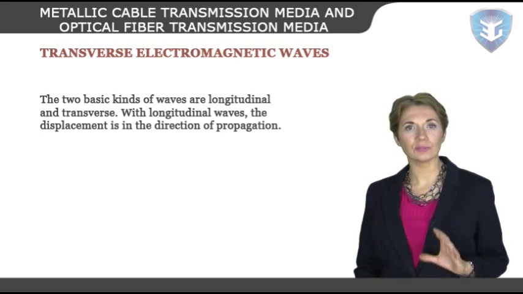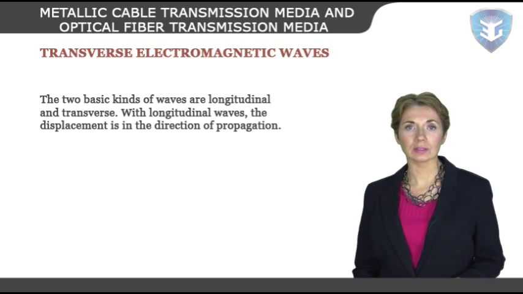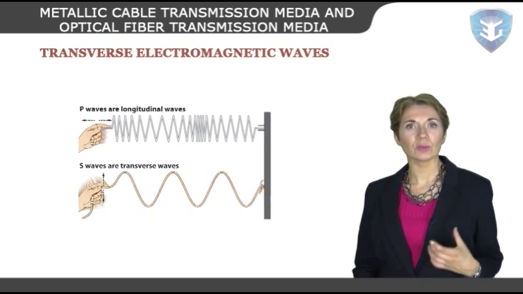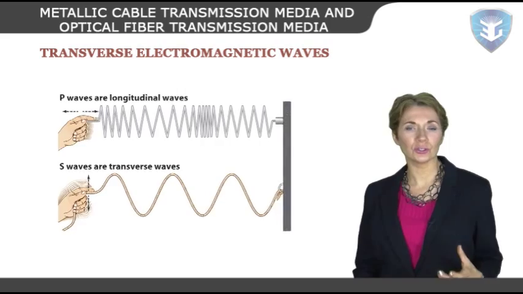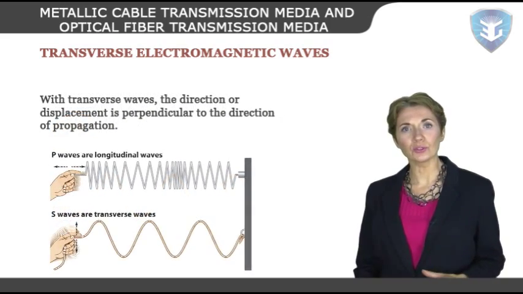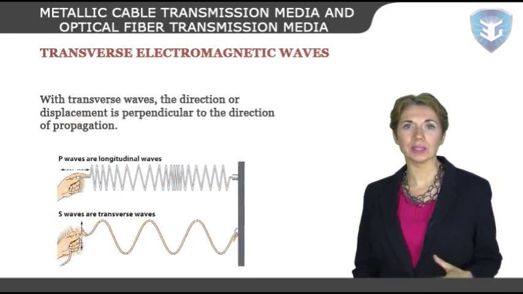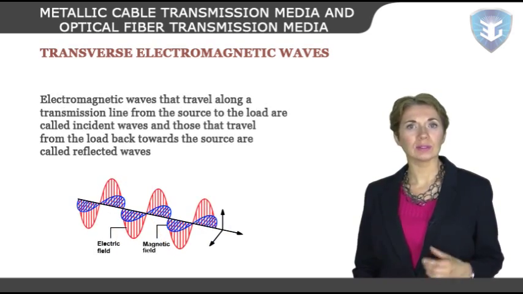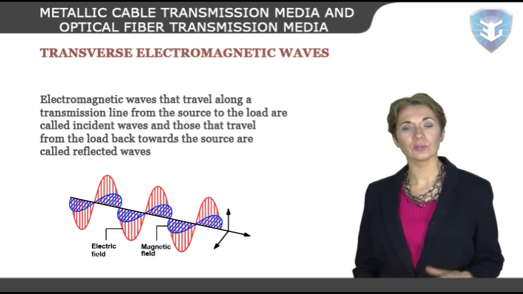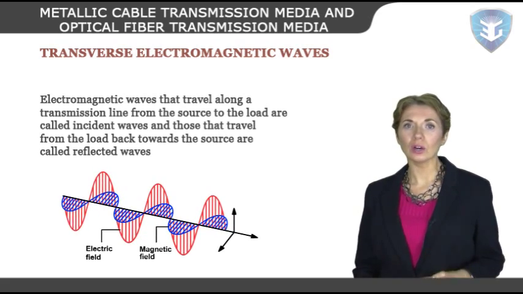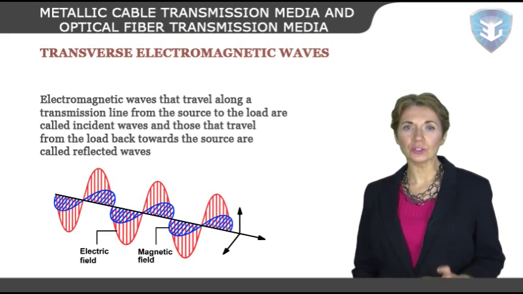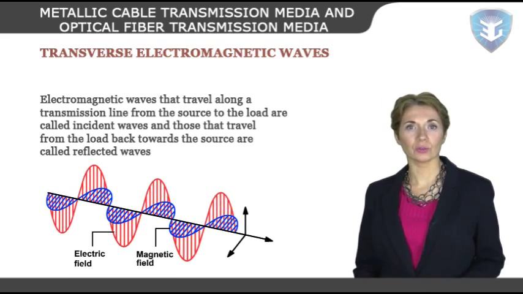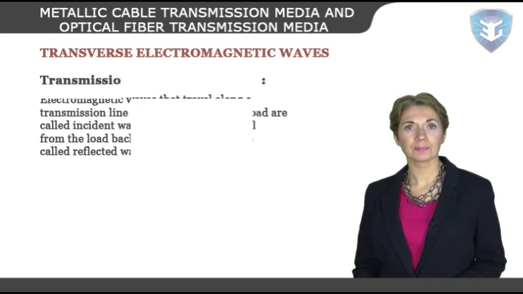The two basic kinds of waves are longitudinal and transverse. With longitudinal waves, the displacement is in the direction of propagation. A surface wave or sound wave can be examples of longitudinal waves. With transverse waves, the direction of displacement is perpendicular to the direction of propagation. Electromagnetic waves that travel along a transmission line from the source to the load are called incident waves, and those that travel from the load back towards the source are called reflected waves.